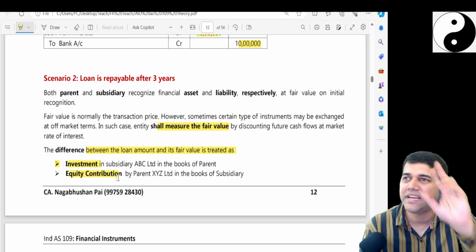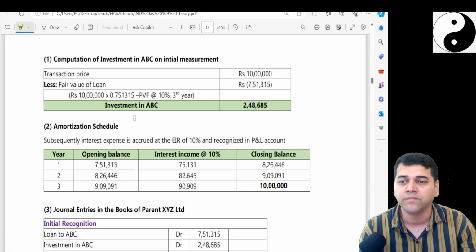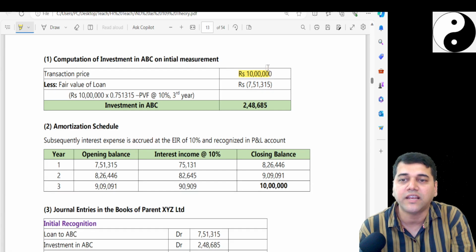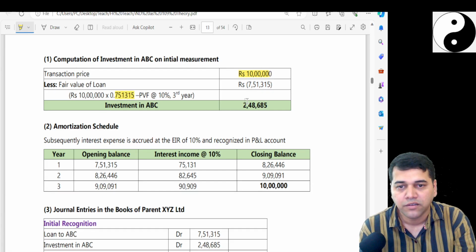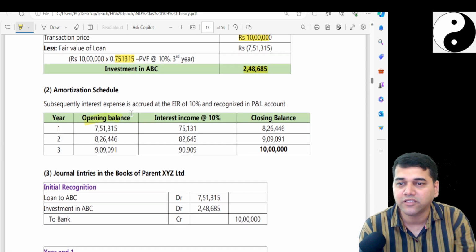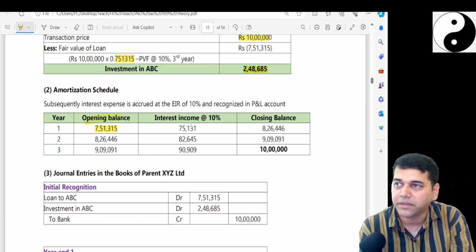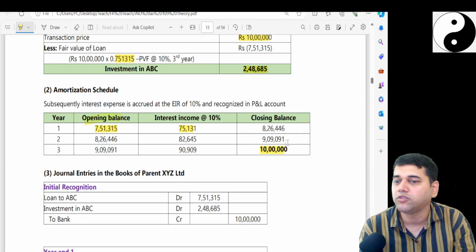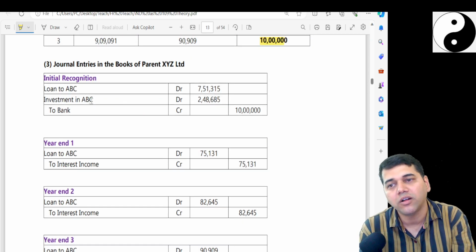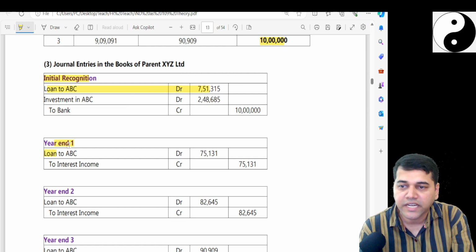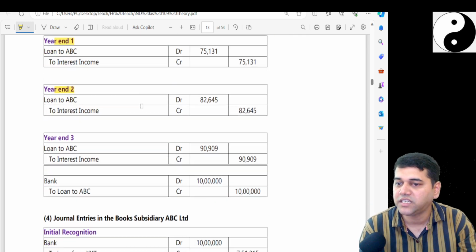We have done that, no, where the parent has invested in preference shares and all. So the transaction price is 75 lakhs, the present value factor is given, we find the difference. Then we prepare an amortization schedule, taking the opening fair value, opening book value, and get 10 lakhs. Then we pass all the journal entries: the initial recognition entry, year end interest, interest, interest and repayment.